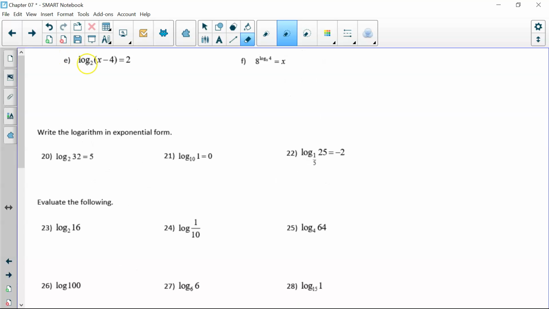For E, we have the log base 2 of both, or log base 2. So to undo, we're going to use the exponential. The base of our exponential is the base of the log, 2. These cancel, left with x minus 4 equals 2 squared, which is 4. Add 4 to both sides. X equals 8.